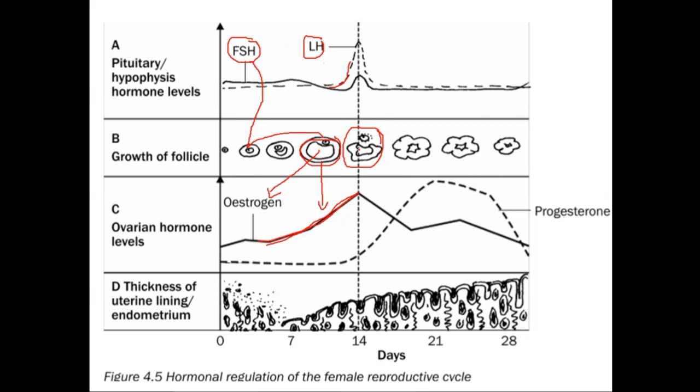After ovulation, you're going to have the development of a corpus luteum. And what hormone will the corpus luteum secrete? Progesterone. So it secretes progesterone. That's why you see progesterone increasing. Why is it increasing? Because there's a corpus luteum.